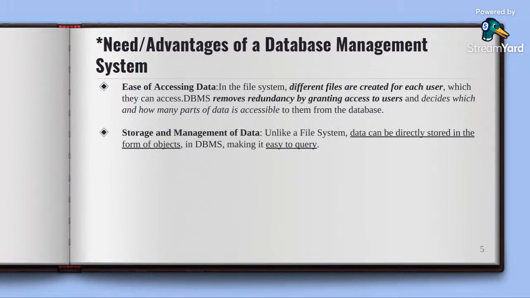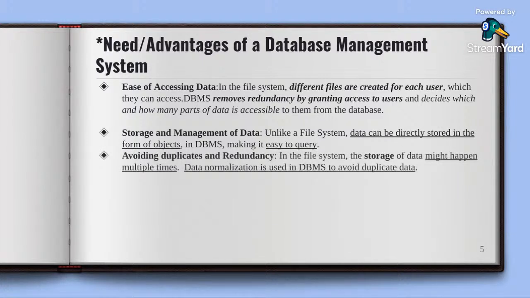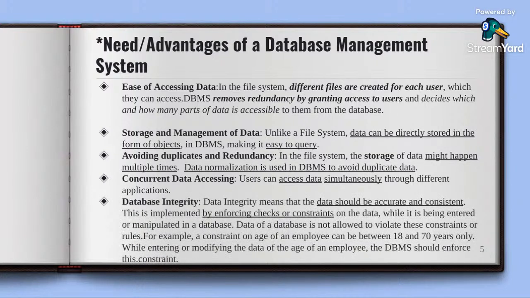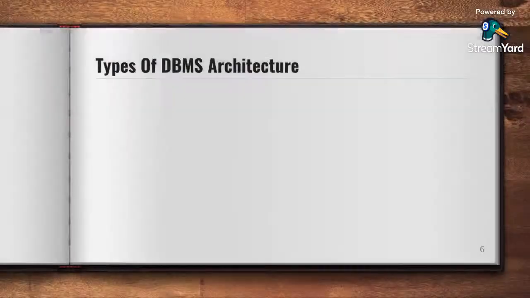Storage and management of data. Unlike a file system, data can be directly stored in the form of objects, which makes it easy to query. Avoiding duplicates and redundancy. In a file system, storage of data might happen multiple times. However, we use data normalization in DBMS to avoid duplicate data. Concurrent data accessing. Multiple users can access data simultaneously through different applications. And database integrity means the data should be accurate and consistent by enforcing checks or constraints on the data.